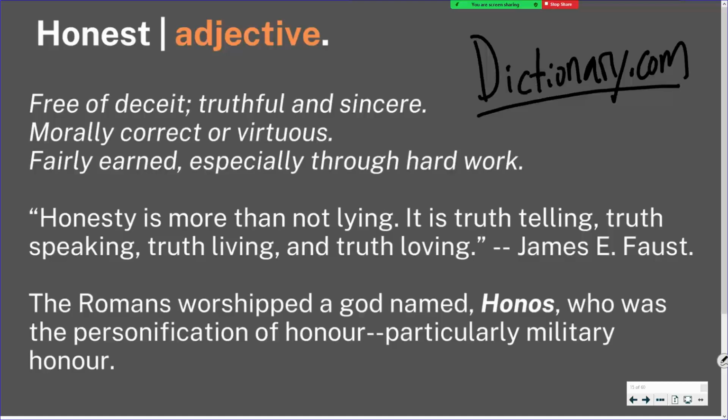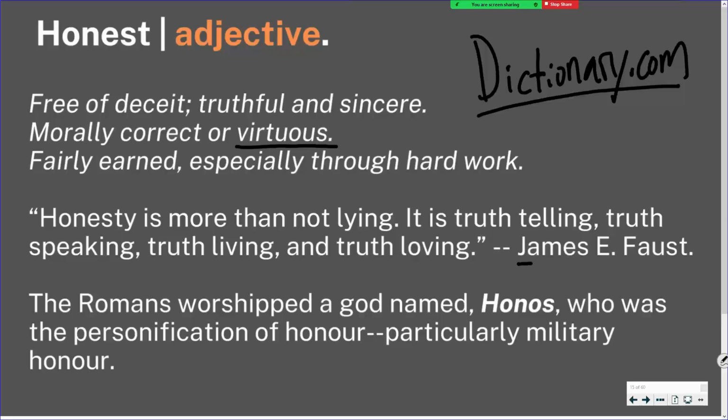And dictionary.com gives us 3 definitions. It gives us way more than 3, but I just chose these 3. So to be honest is to be free of deceit, truthful and sincere, morally correct or virtuous, fairly earned, especially through hard work. All right, so again, we've got virtue. There are the 7 grandfather teachings. There's also like a Christian equivalency, or a similar kind of belief system in Christianity where you have the 7 virtues. So to live correct, to live virtuously, is to live according to like really high ideals. They're things you should be striving towards. You may not do them all the time, but they're things that you should be trying to do.